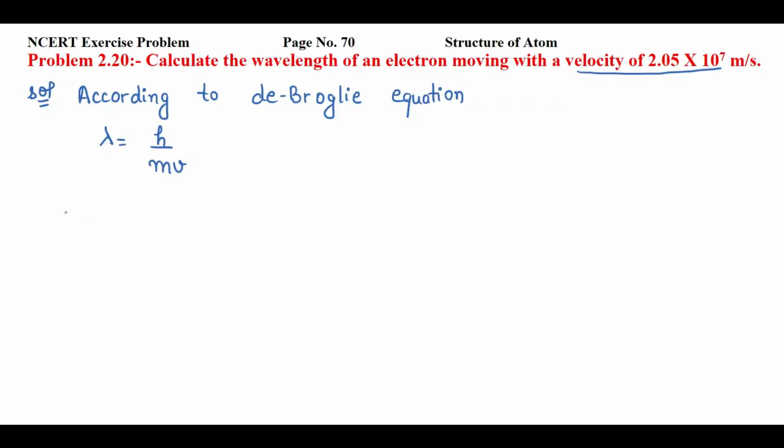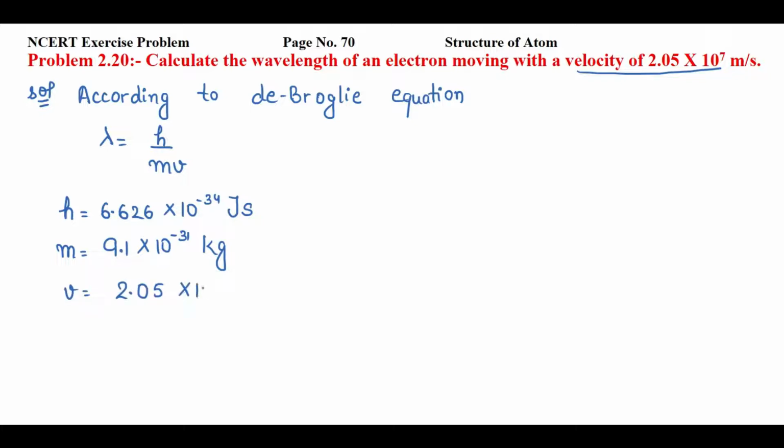This h is Planck's constant, whose value is 6.626 into 10 raised to power minus 34 joule second. You have to remember this value. And this m is the mass of electron, and its value you have to remember, 9.1 into 10 raised to power minus 31 kg. And this velocity is 2.05 into 10 raised to power 7 meter per second.